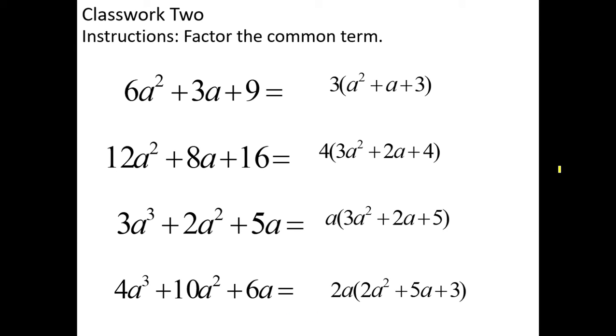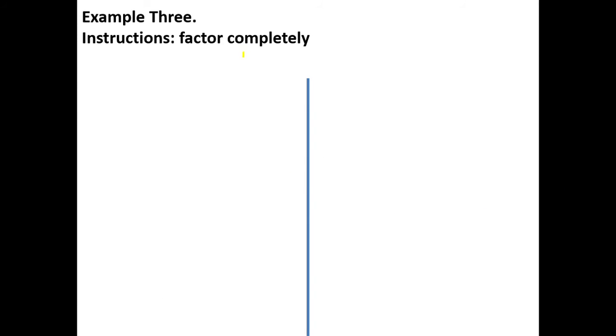Okay, let's try another example. This time they want us to factor completely. So we're not just pulling something out, we're going to try to find every possible thing we can factor apart. And we mean breaking it up into things being multiplied together. All right, so let's start out with this expression right here. This is a polynomial, right? The biggest exponent is a 3, so it's not a quadratic. And we're going to see what all we can pull out.